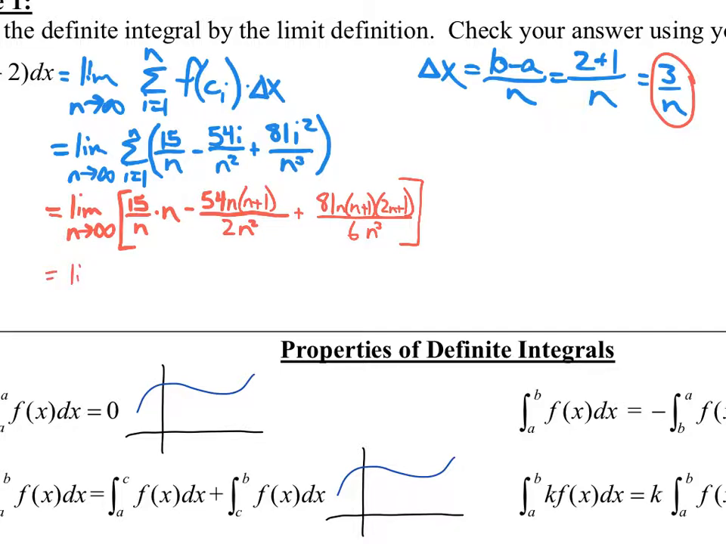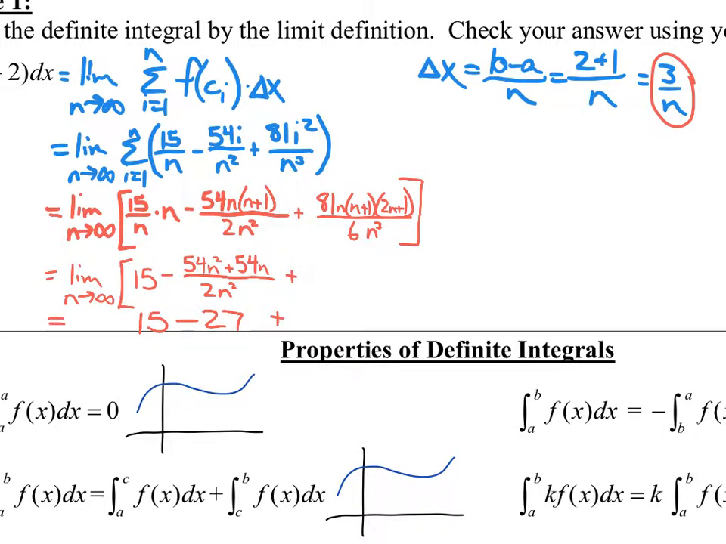So, limit as n approaches infinity of 15 minus 54n squared plus 54n. That doesn't matter because we have the 54n squared over 2n squared. What's the limit as n approaches infinity? 54 over 2, or 27. Okay, so 15 minus 27 plus, now we got to do the last part.